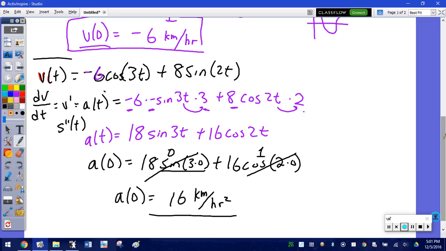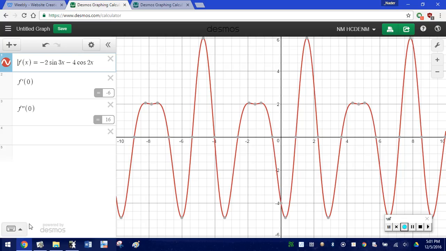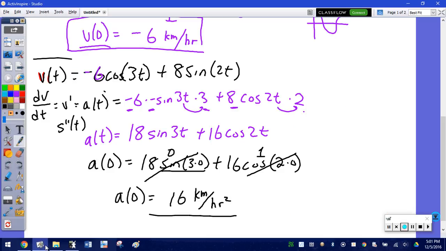On the site, in the next window here, I have the graph to show you visually how this looks. So this is a model of position. You see the function given. Here you see the velocity, or the first derivative at 0 is -6. The second derivative at 0 is 16, graphically, and here analytically.